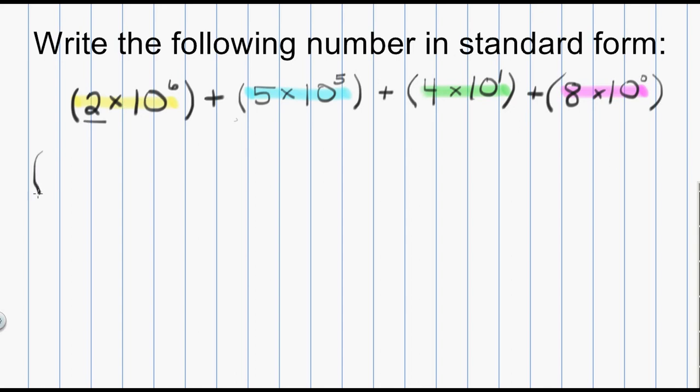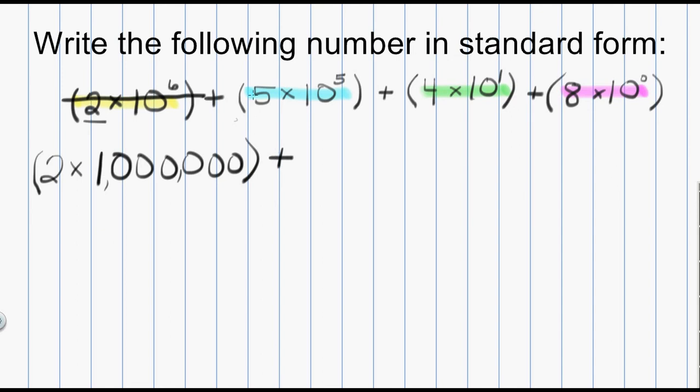So I'll bring down that left parentheses, and then 2 times, and remember, 10 to the 6th power I can write as 1, and because it's to the 6th power, we'll add 6 zeros. So 1, 2, 3, 4, 5, 6. So 2 times 1 million.